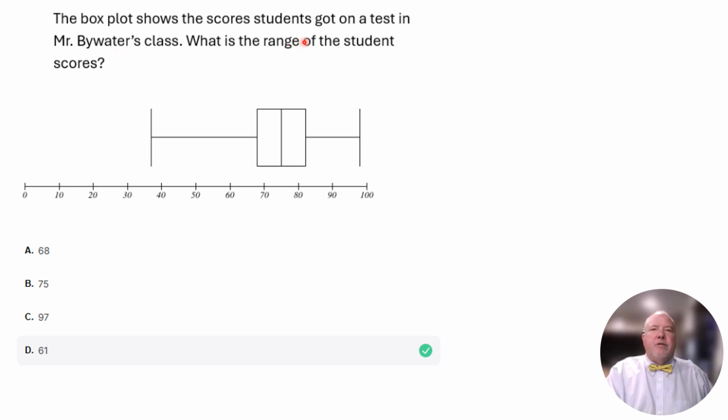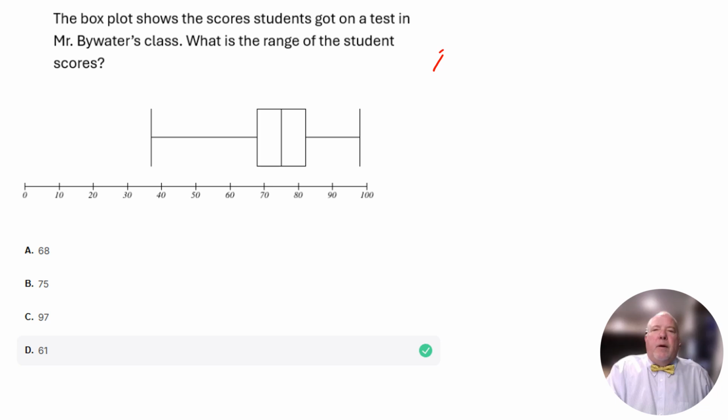So the box plot shows the scores students got on a test in Mr. Bywater's class. What is the range of the student scores? So this is a box plot, sometimes called a box and whisker plot. I see both names. And the range, so let's talk about range real quick.